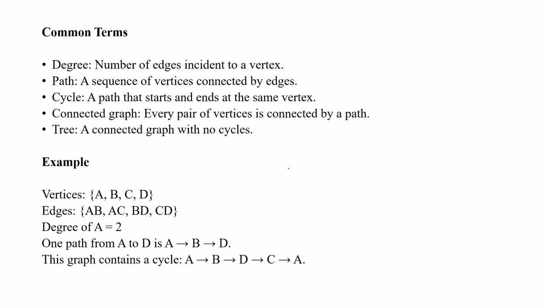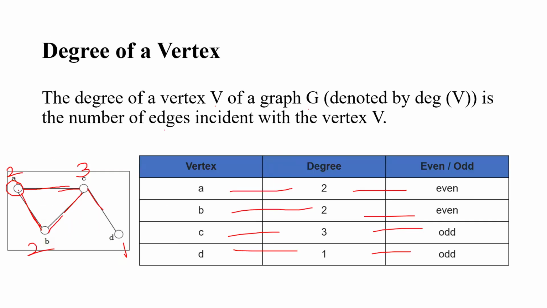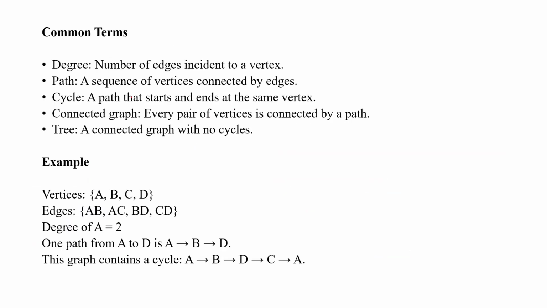Okay. Next one, common terms. Degree means the number of edges incident onto a vertex. Path means what? For example, here I want to reach D from A. So this is the path from A to C. I am going C to D. So I reached D like this. So this is called a sequence of vertices connected by edges.